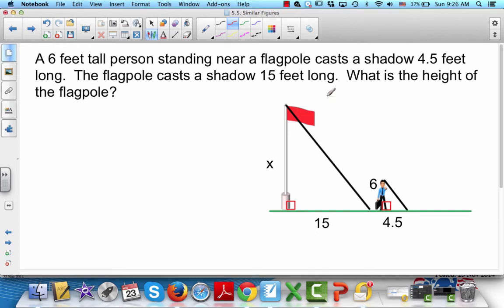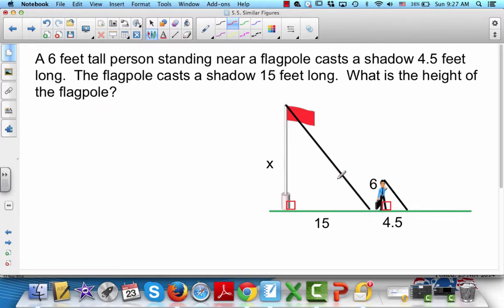Okay, a 6 feet tall person standing near a flagpole casts a shadow 4.5 feet long. Here's that person right here. The 6 foot tall person casts a shadow 4.5 feet long. Okay, the flagpole casts a shadow of 15 feet. What's the height of the flagpole?